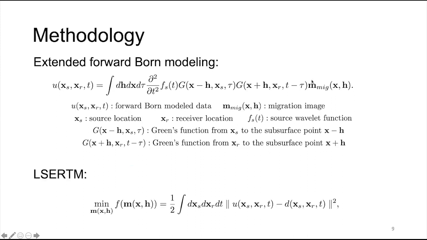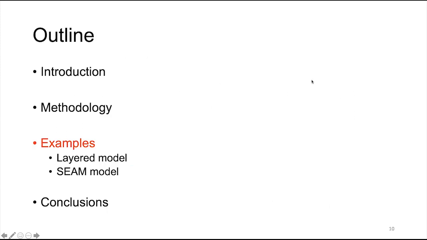LSERTM is generally formulated as minimizing the L2 norm difference between the model data U and the observed data D. This objective function can be iteratively solved with the conjugate gradient algorithm. The above equations are the same for the surface seismic survey and the VSP survey. However, it is not necessary that the behavior of LSERTM is the same for these two surveys. Let's use some numerical examples to demonstrate the behavior of LSERTM for the VSP data and the surface seismic data.